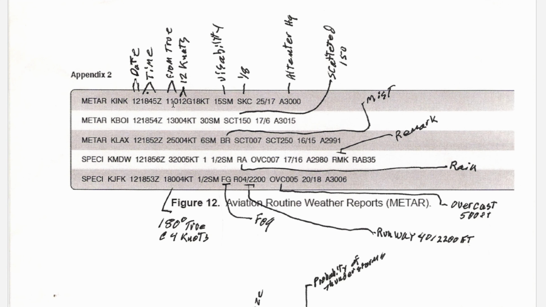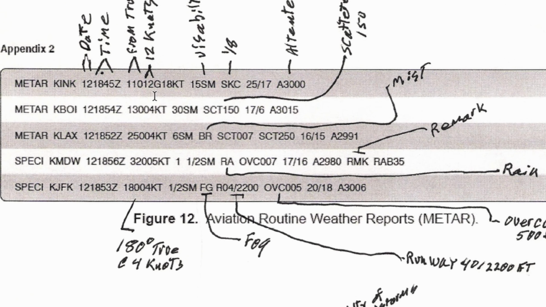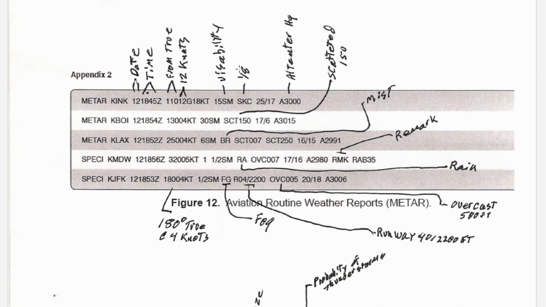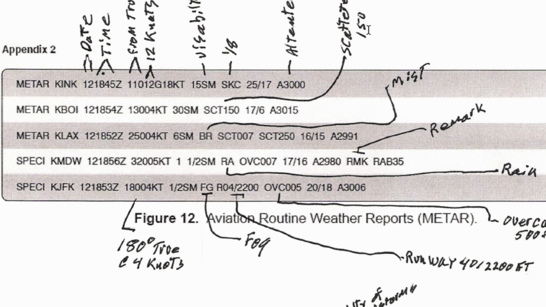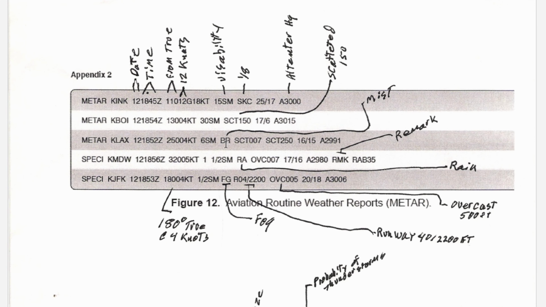So the wind's out of 110. It's going 12 knots with gusts to 18 knots. Your visibility is 15 statutory miles. Scattered is 1/8. And this is your altimeter. This means scattered at 500. BM is missed. Here's your remark. So that's 35 minutes. Rain began 35 minutes after the hour.